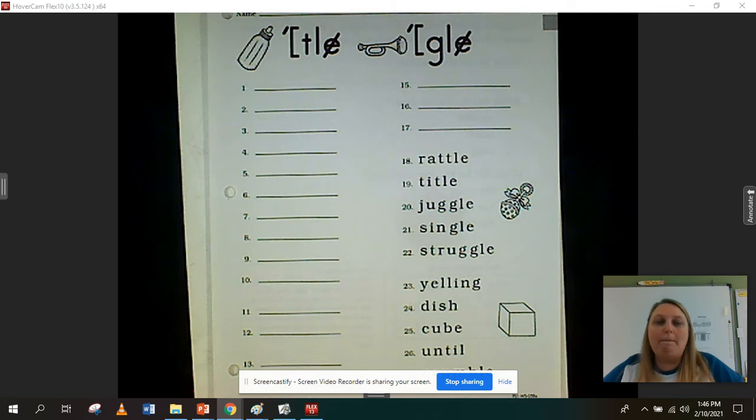Number 2, bundle. My mom said, bundle up. It's cold outside. Bundle. Number 3, raffle. My mom bought a raffle ticket for our school. Raffle.